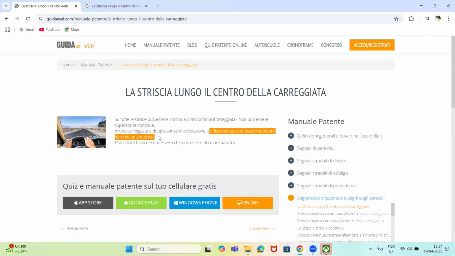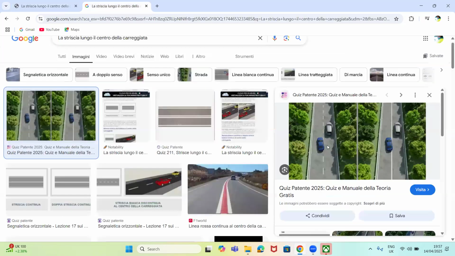Now, students, watch. If you remember very well, when I was teaching you these particular things, we know that, according to the law, a discontinuous line in the center of the carreggiata means senso unico as the standard. But there is a situation we will soon see, guys. We will soon see them.